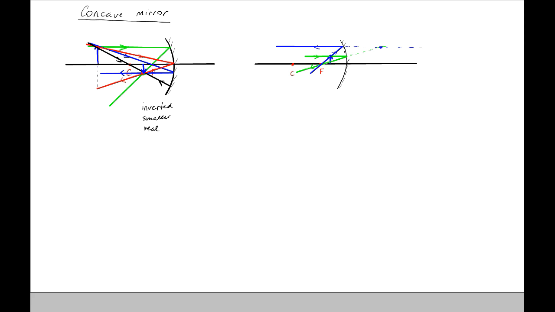So I will draw my image. That's the image, this was the object. And now the characteristics of the image are: the image is upright now. It is larger than the original object. And since it is formed on the wrong side of the mirror, where it cannot be projected on a screen, this image will be virtual.